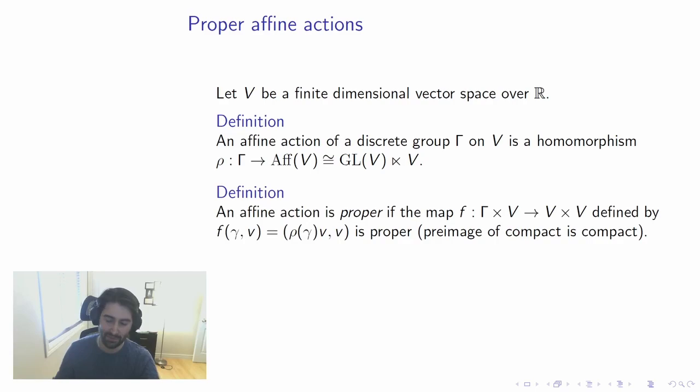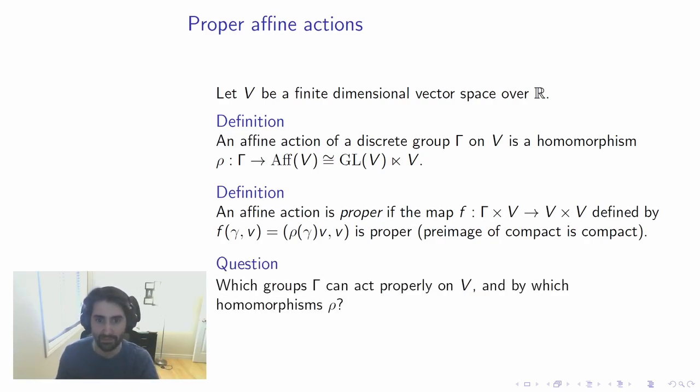Now, if you have an affine action, you can ask for it to be proper. What properness means intuitively is that when you go to infinity in the group, you go to infinity in the space. The technical definition is that this map F, sometimes called the shearing map, which maps a pair (gamma, v) of an element in the group with a vector in the vector space to the vector itself, not moved, in the second entry, and the action of the element on the vector in the first entry, you want this map to be proper, meaning that the preimage of a compact set should be compact.